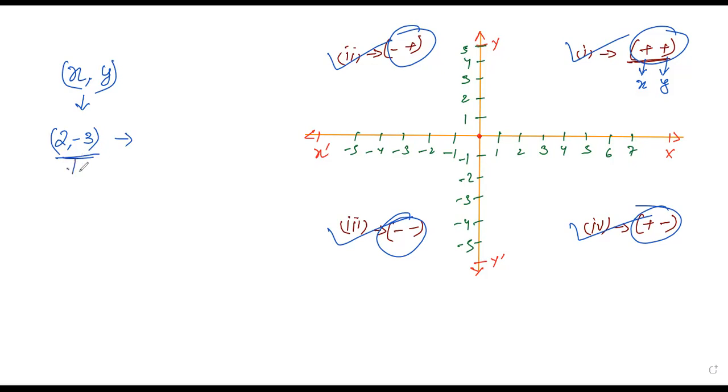To identify this, you have to see the positive and negative signs. The first one is positive and the second one is negative. So which quadrant is it going to be? That would be the fourth quadrant. So you just write it as the fourth quadrant. That much only you have to do over there.